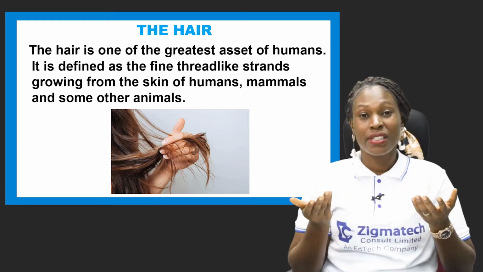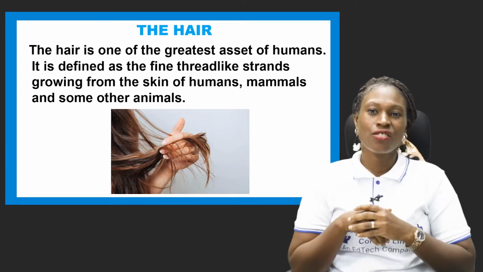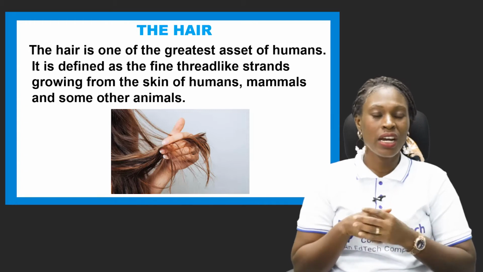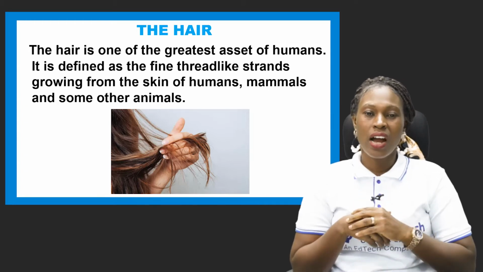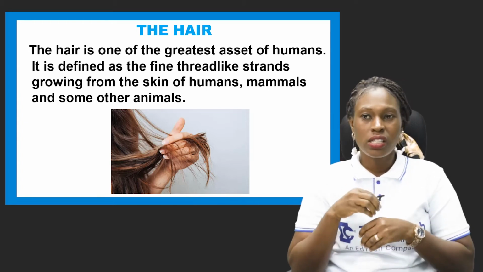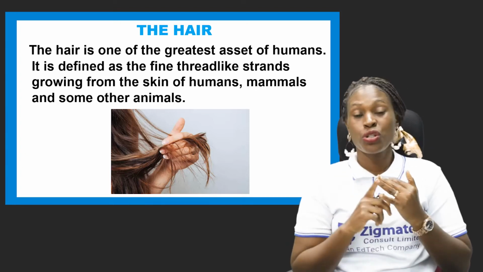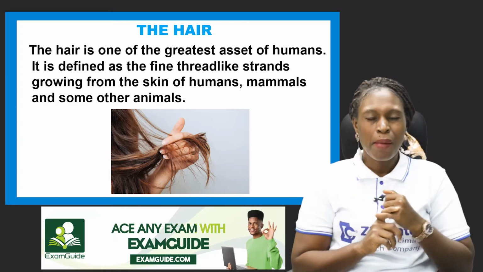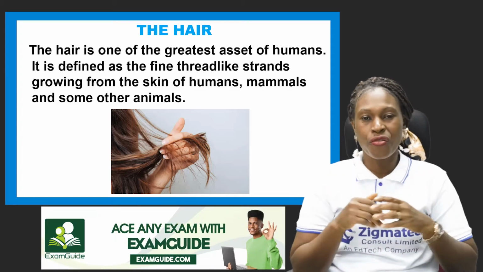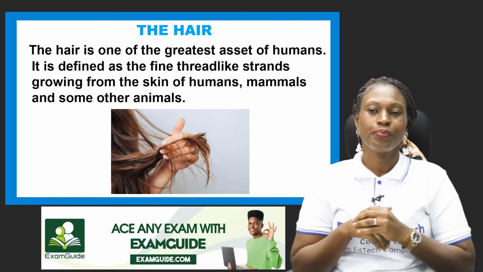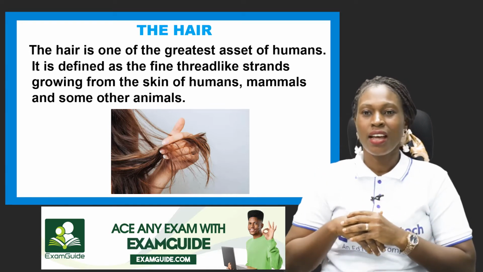It can be defined as fine thread-like strands growing from the skin of humans, mammals, and other animals. You see it in both humans and mammals and some other animals. It's the covering for the skin. That's what the hair does.